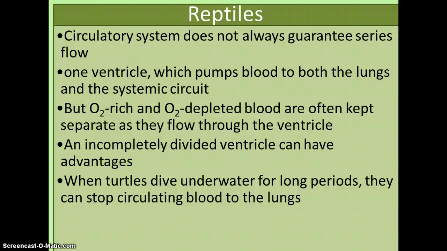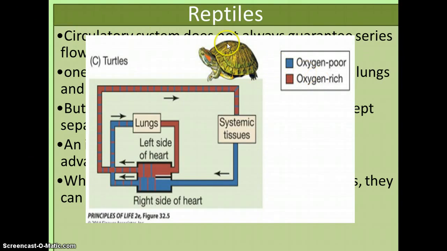When turtles dive underwater for long periods of time, they can stop circulating their blood to the lungs because they can use their oxygen-rich blood that they've sort of stored up. And as you can see, here's the heart, and they're able to have this oxygen-depleted blood, or oxygen-poor blood, kind of mix in with the oxygen-rich blood.